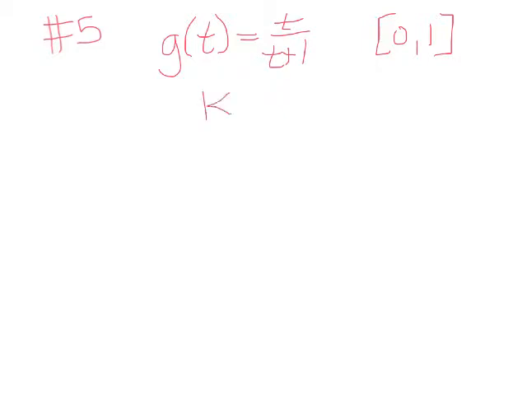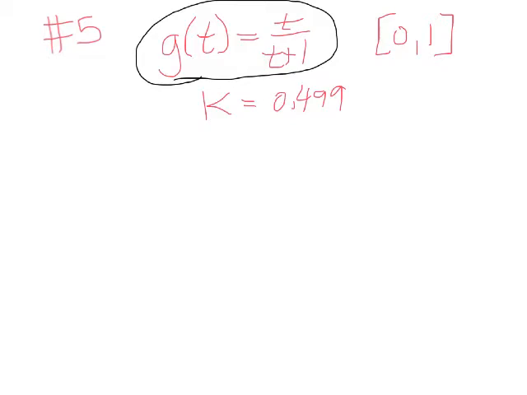Number 5 asks us to show that the function g of t, which is equal to t over t plus 1 on the interval of 0 to 1, takes on a value of 0.499. So when we look at this function g of t, we have to ask ourselves if the function is continuous, and the only discontinuity that exists for this function is when the denominator equals 0, and that's at -1. So we are continuous on the interval 0 to 1.